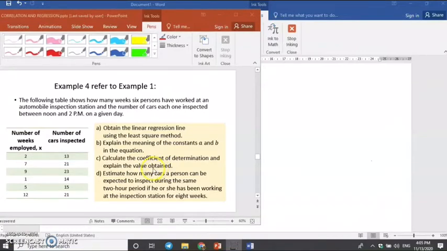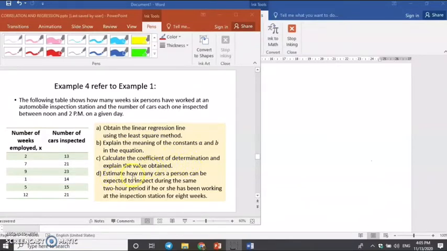Number of employed, which is our X, and then our Y is number of cars inspected. And then based on the equation, we have A, B, C, D. A is linear regression line using least square method, and then B explain the meaning of the constant A and B. So untuk constant A and B represent our data 0 and data 1 in the equation. And then C, calculate the coefficient of determination. So before this, you find the coefficient of correlation, our R. So this time, coefficient of determination, you need to find R square.